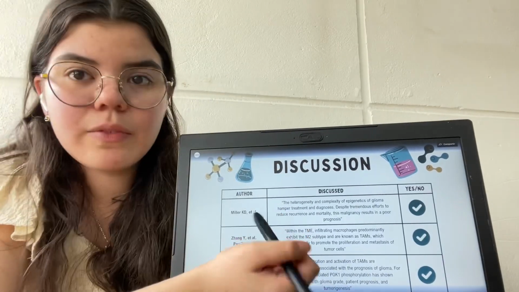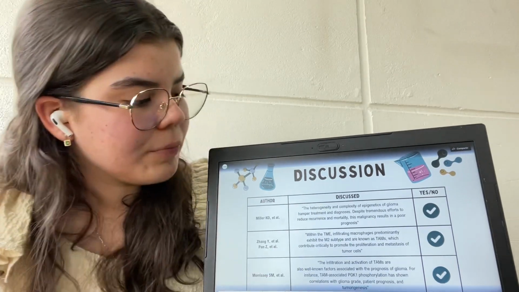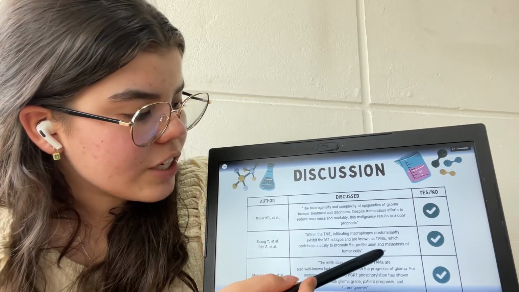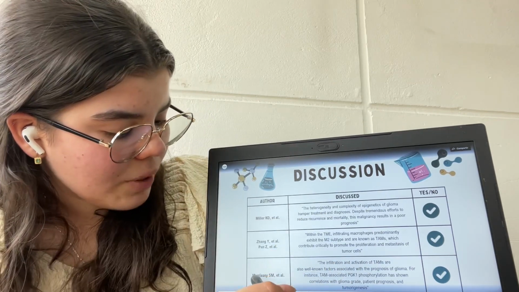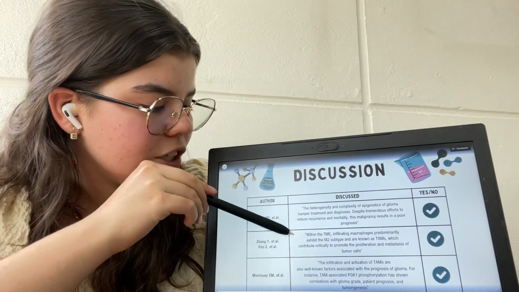Discussion. We have, first, the bad prognosis we have in glioma. Then, tumor-associated macrophages, a connection with the proliferation and metastasis of tumor cells. And lastly, the TAMs are also unknown factors associated with the prognosis of glioma. So it's basically a connection between these two.